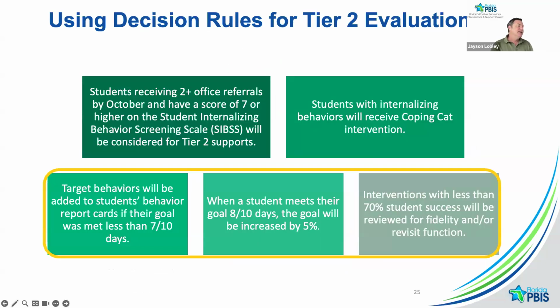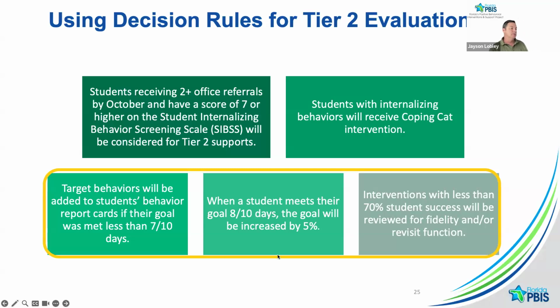All right, so here are some examples of that. In this yellow rectangle, I've got these three bottom boxes highlighted. These are just some examples of decision rules that may be useful. Target behaviors will be added to students' behavior report cards if their goal was met less than 7 of 10 days. So they may want to be more specific about what they want to add, or what they want to focus on for one particular student's behavior.